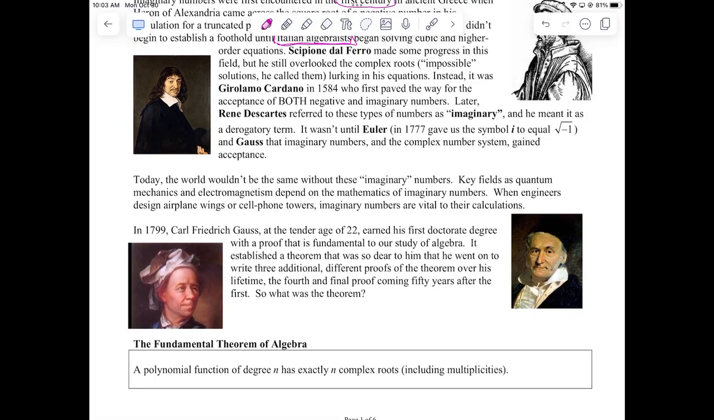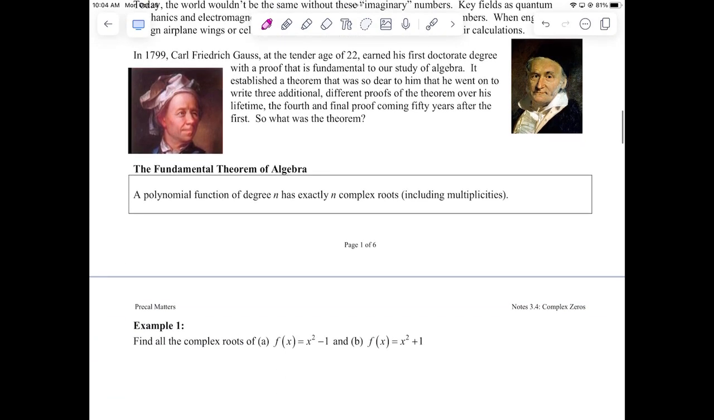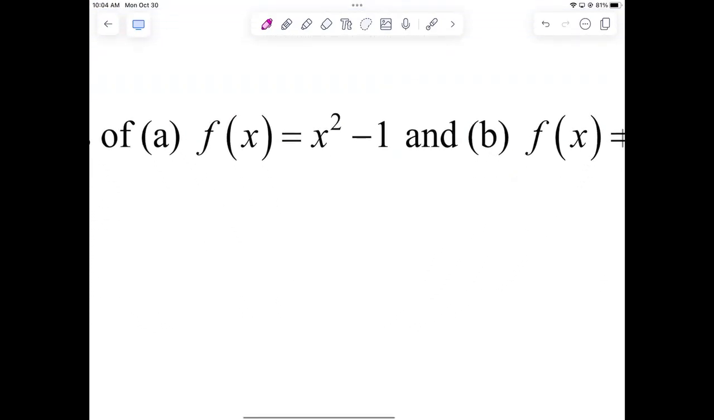Combination of both, possibly, and including multiplicities. That means like bounces and wiggles and stuff like that. So why is that important? Well, if you think about example 1, it says to find the complex roots of x squared minus 1 and x squared plus 1. Let's look at letter A first.